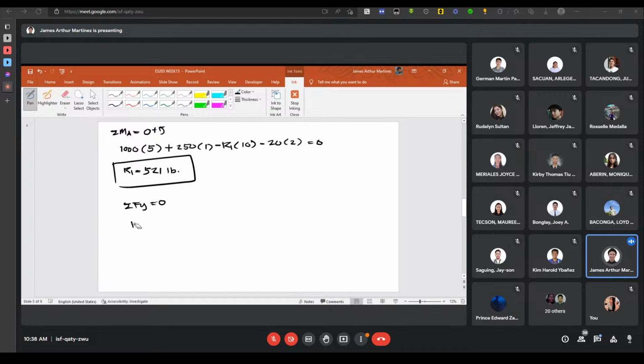So R1, which is in the upward direction, is 521, minus W, since the weight is downward. Upward is positive, and then plus R2, also upward, equals 0. Therefore, R2 is equal to 1,000 minus 521. That is 479 pounds. Okay?